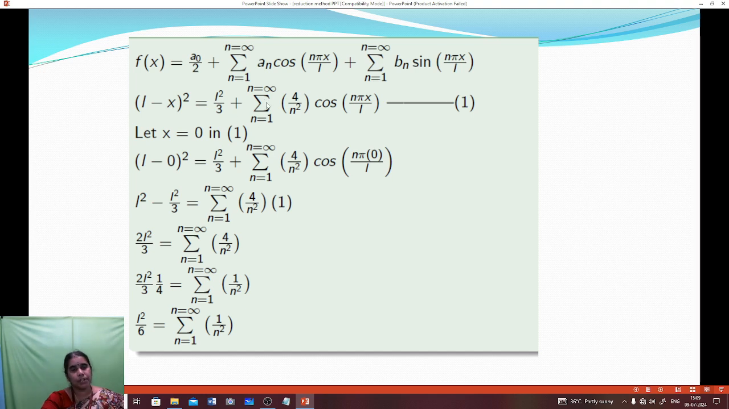Plus summation n equal to 1 to infinity, on substituting the An value, this thing. For Bn, it takes the value of 0, so no need to put the Bn values. This one is alone. If they are asking the question to find the Fourier series alone, this is enough. Just put f of x here.